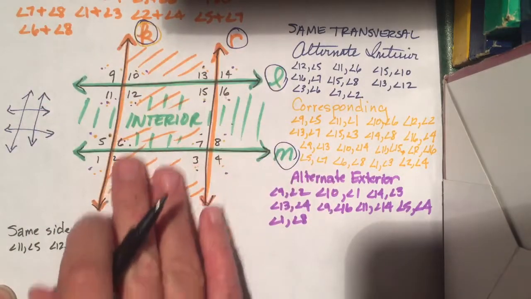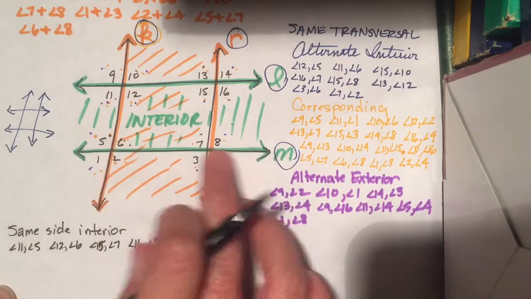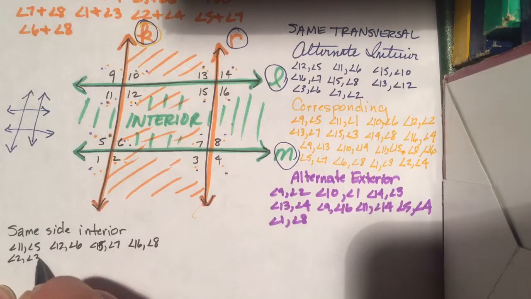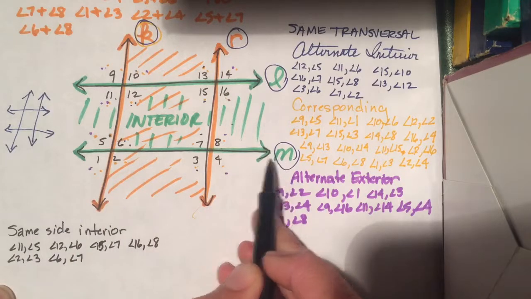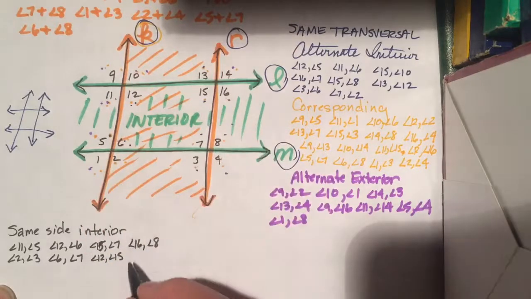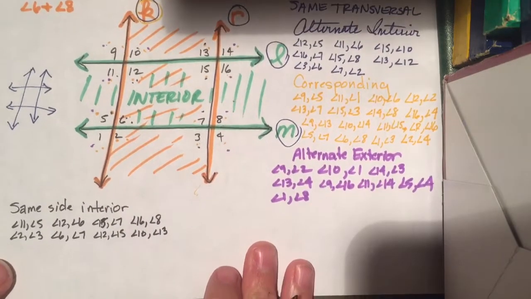If I were to look at now the orange pair and the green are the transversals, 2 and 3 would be same side interior, 6 and 7 would be same side interior because they're both on the same transversal, M, and then 12 and 15 and 10 and 13. So those are your same side interiors.